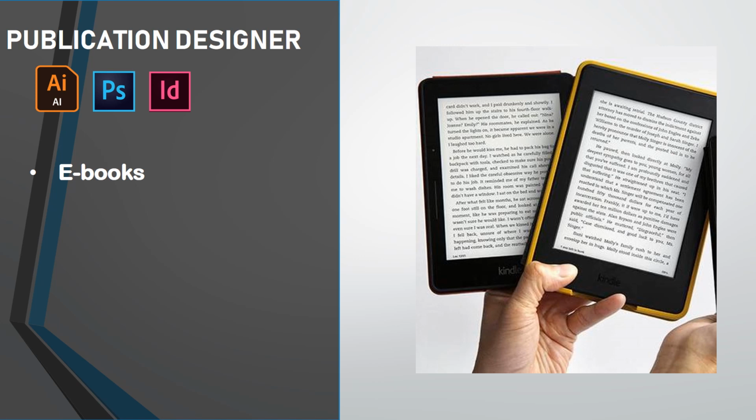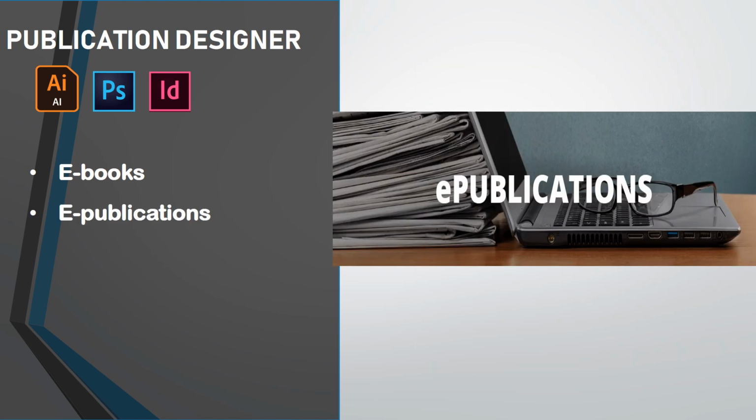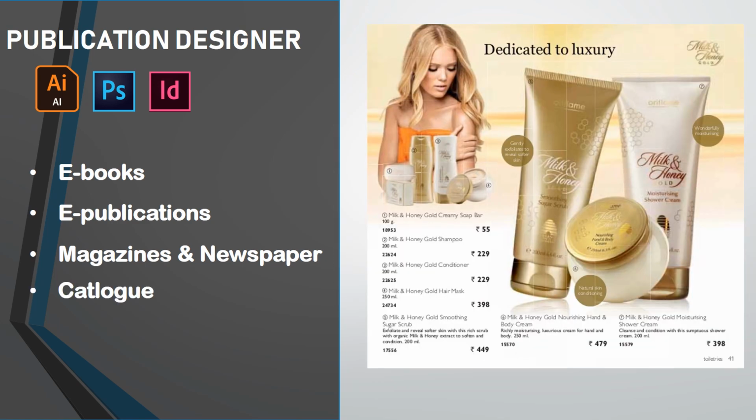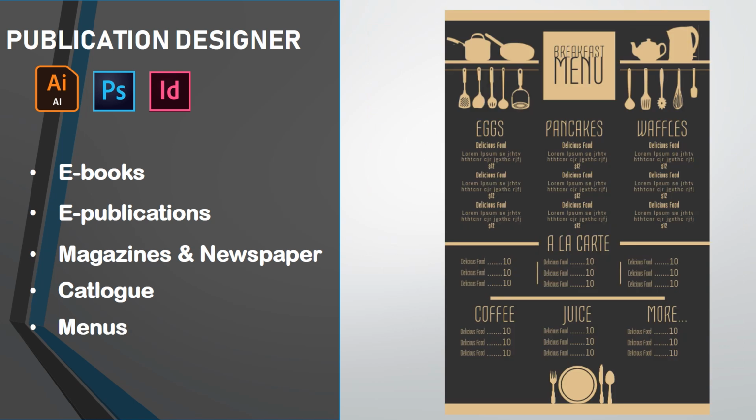Next is publication designers. Publication designers focus on publications like magazines and newspapers. Nowadays, publication designers focus on digital, including e-publications and digital magazines. The skills you will need in this career are Adobe Illustrator, Photoshop, and InDesign. Examples include e-books, e-publications, magazines and newspapers, catalogs, as well as menus.